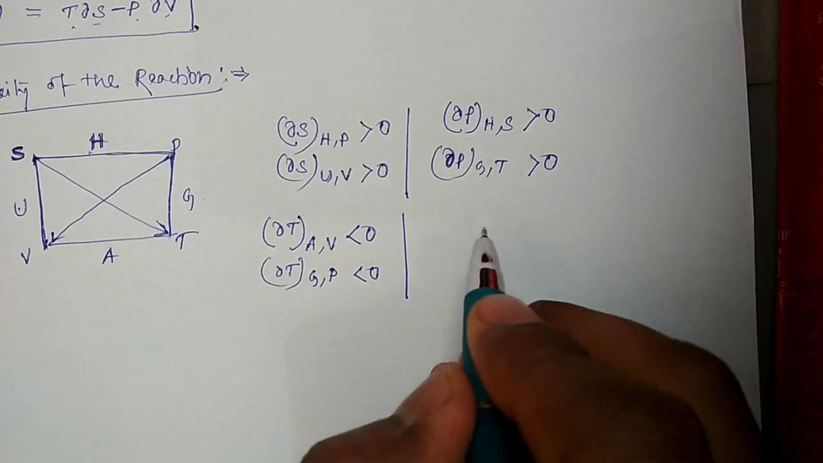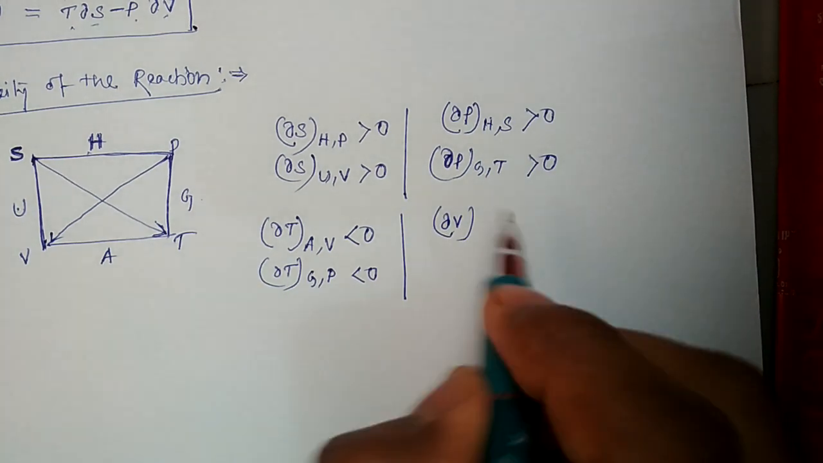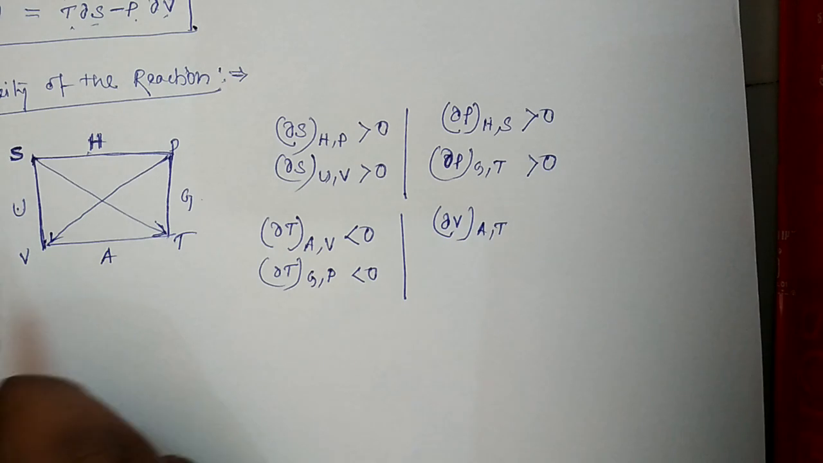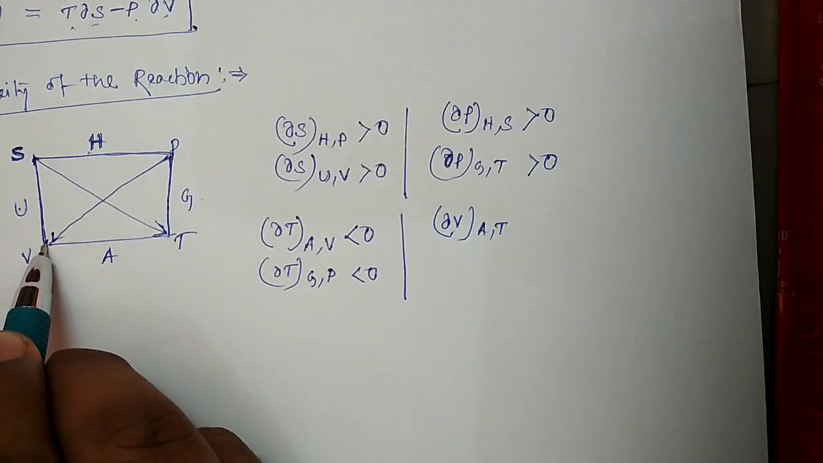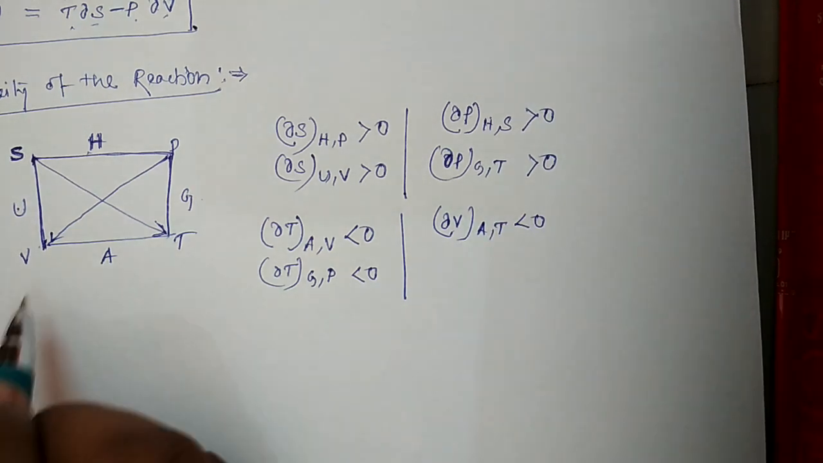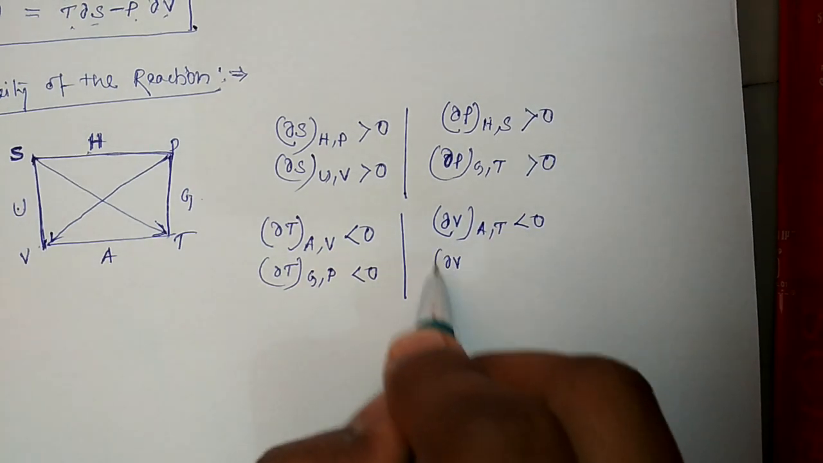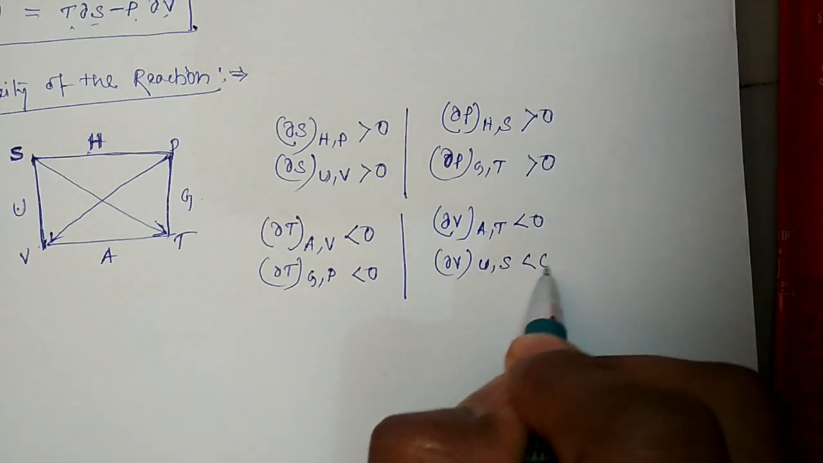Now comes del V, that is del V at constant A and T. The arrows go from P to V, that is the arrows go to V, so that's why it's negative. And again del V at constant U and S is also negative.